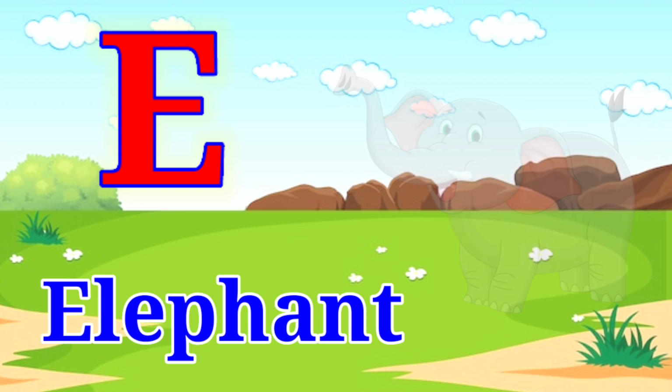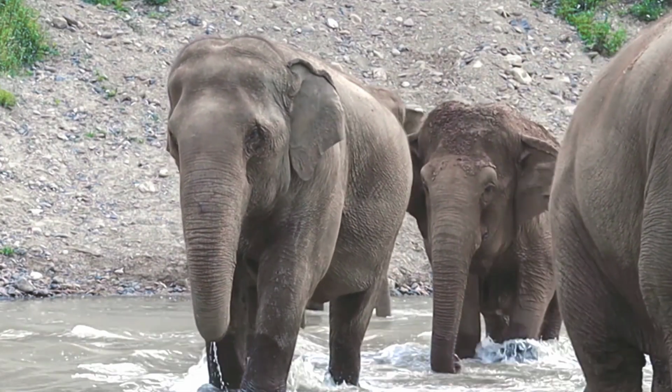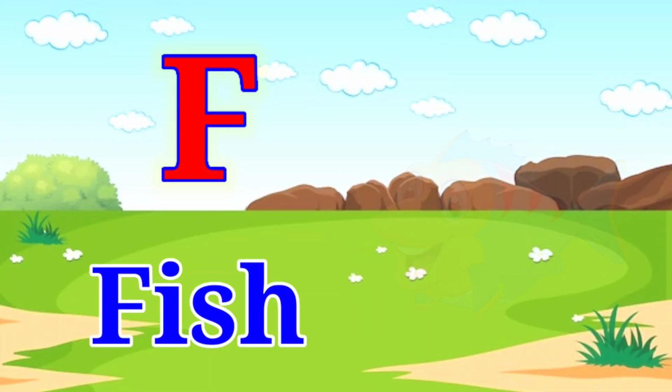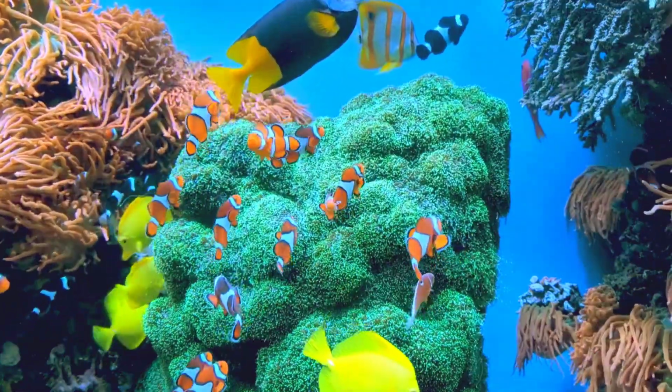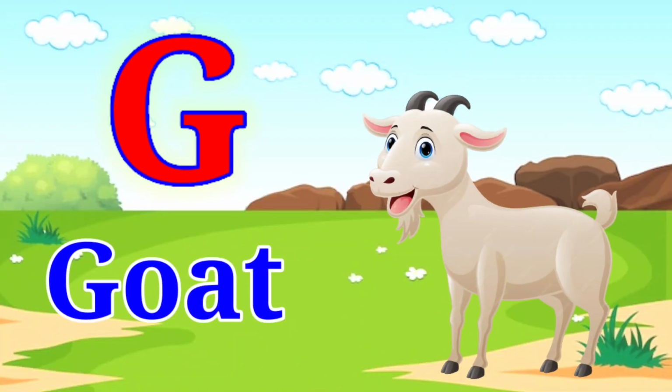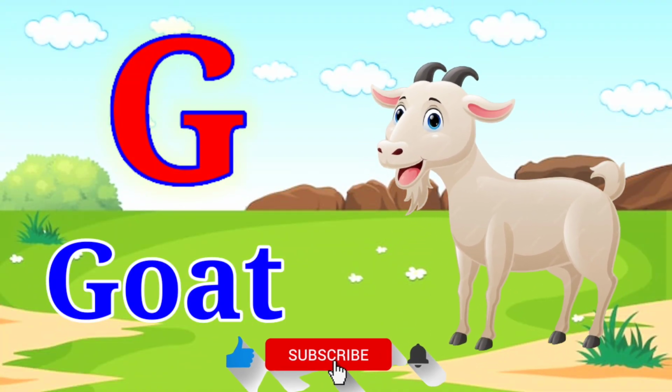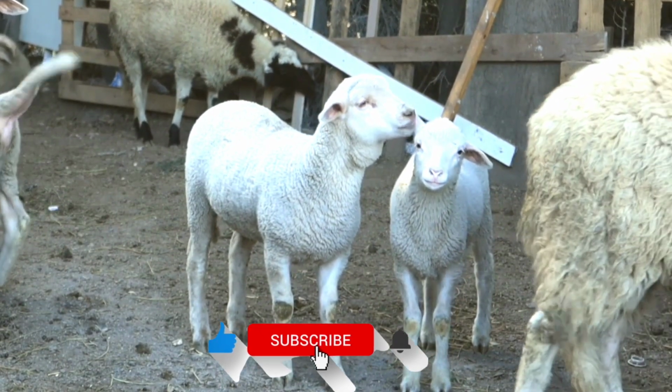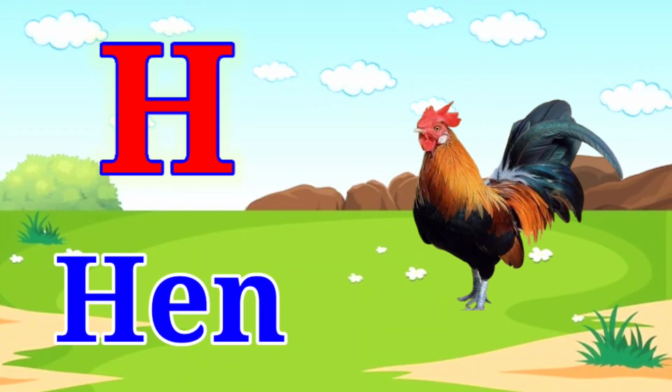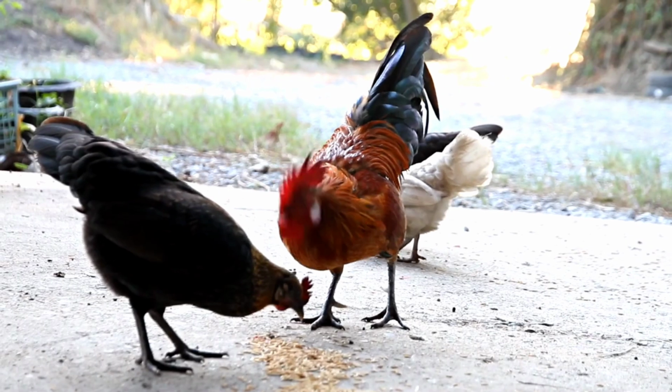E for elephant, E for elephant. F for fish, F for fish. G for goat, G for goat. H for hen, H for hen.